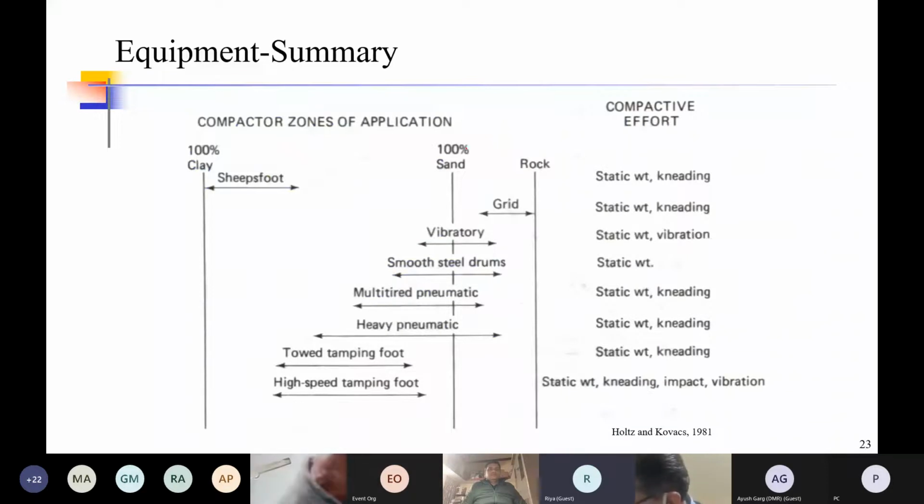This chart here shows the applicability of the various compaction equipments for each kind of soil. For a purely rock or soil to rock kind of strata, the grid kind of compactor is very well suited. And for the grid compactor, we have seen the compactive effort is a combination of static weight, kneading plus vibration. For a purely clay soil, sheep's foot roller is best, as we have seen. For a sandy soil, the vibratory rollers are very well suited. In fact, the smooth steel drums also, but not that efficient. For a mix of fine grained and coarse grained soil, like clays and sands, the multi-tired pneumatic or the tamping foot roller are used.